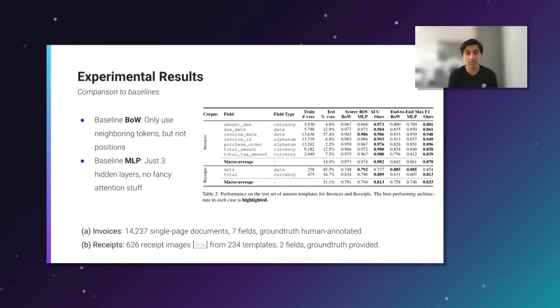Their model obviously beats the ablations without the fancy attention stuff and without the positional encodings. It's not always super significant how much the model beats these 2 benchmarks, but certainly their model is able to outperform them and obtain reasonable AUCs and F1 scores. So the model itself is relatively promising and does indeed perform quite well on unseen templates for invoices and receipts.